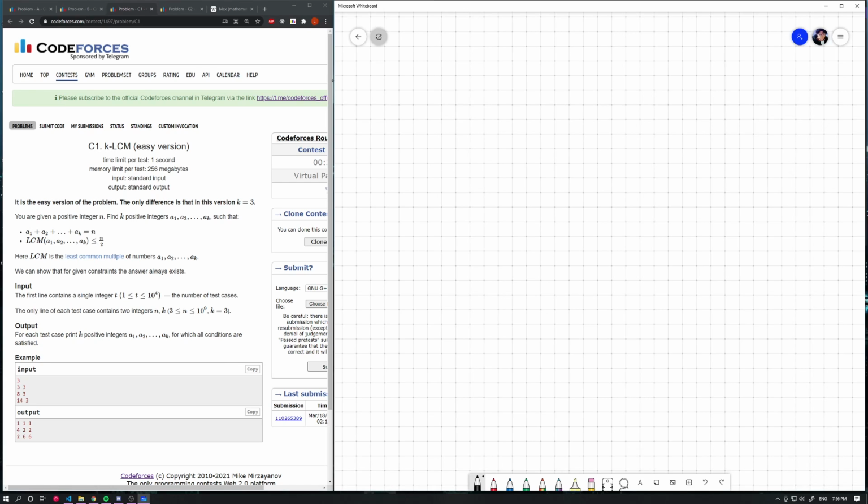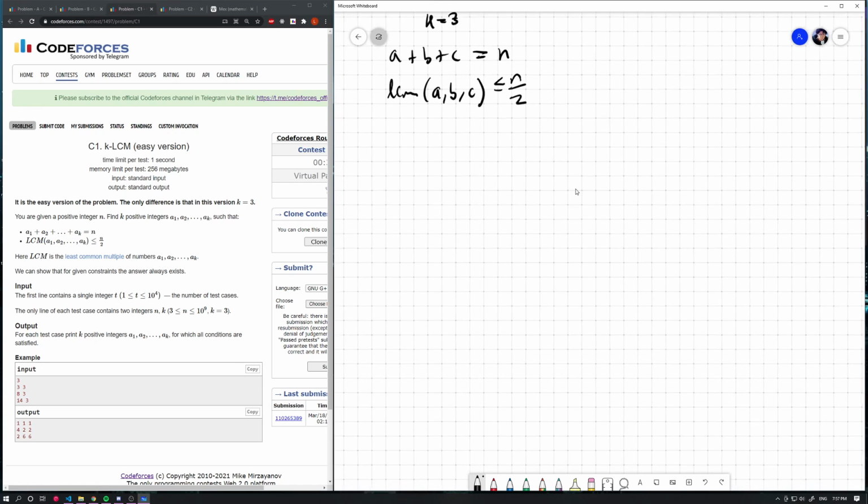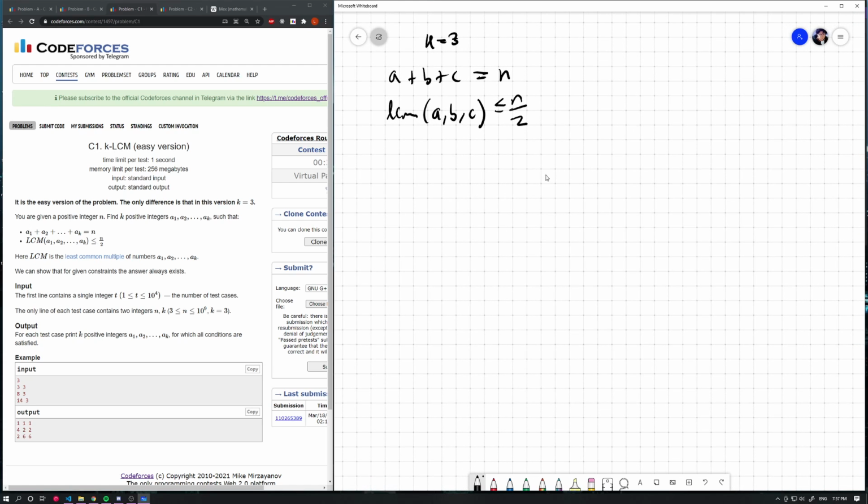So the problem is, we fix k equal to 3, and we want to find 3 numbers. Let's call them a, b, and c, such that a plus b plus c is equal to n, and the least common multiple of a, b, and c is less than or equal to n over 2. And we're given n. This problem is mainly about casework.